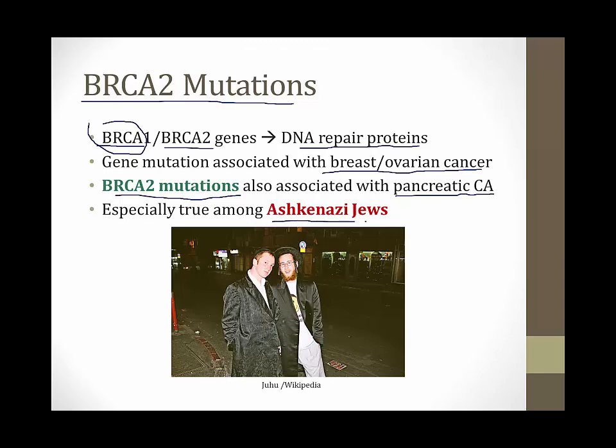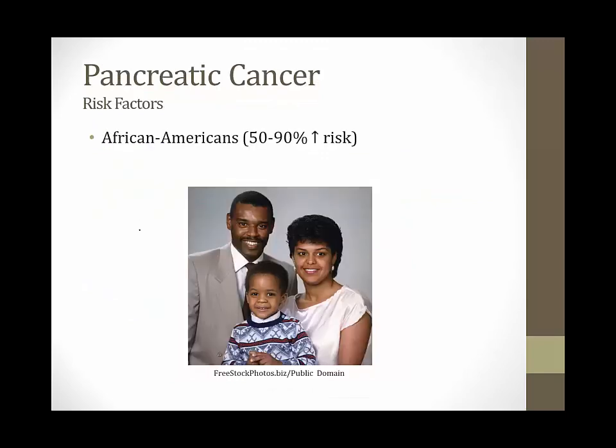of Ashkenazi Jewish descent. This is a picture of 2 Jewish men on the screen here to remind you of this association. There are some advocates who say when any person of Ashkenazi Jewish descent is diagnosed with pancreatic cancer, that family should be screened for BRCA2 mutations because they are so common among that population. There is also an increased risk of pancreatic cancer among African Americans. This is a picture of an African American family on the screen here to remind you of this association.